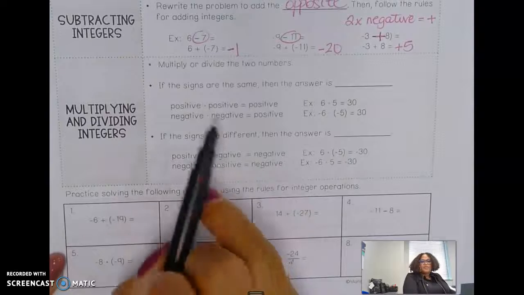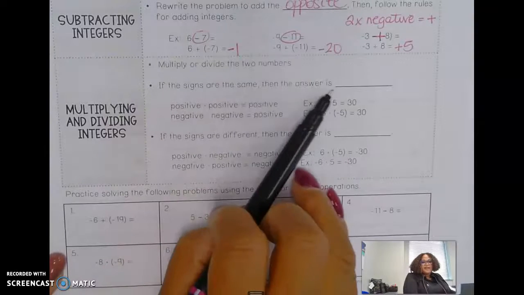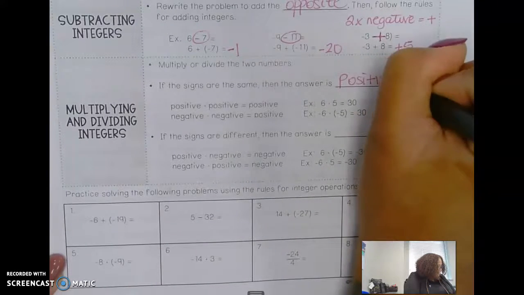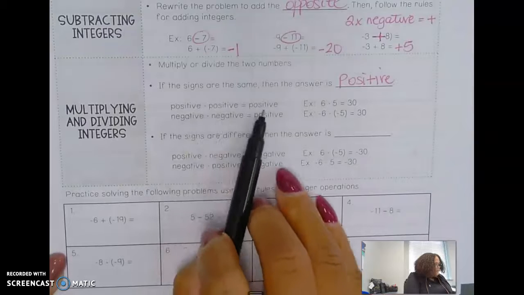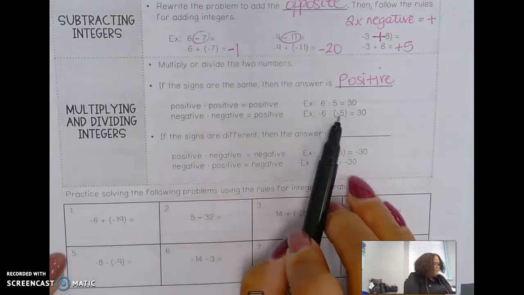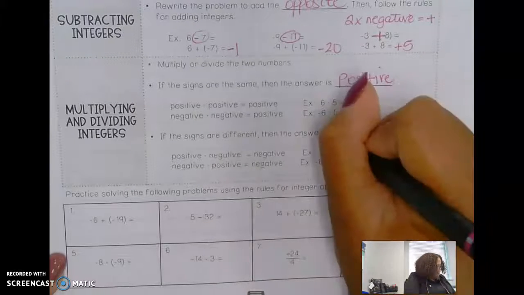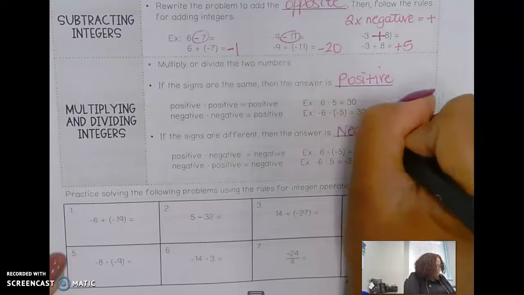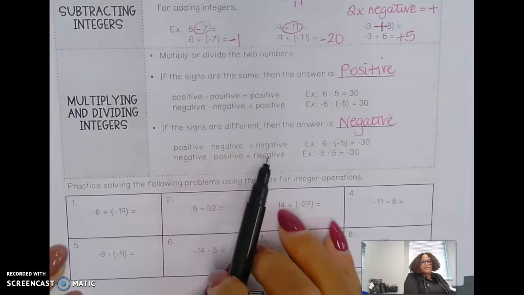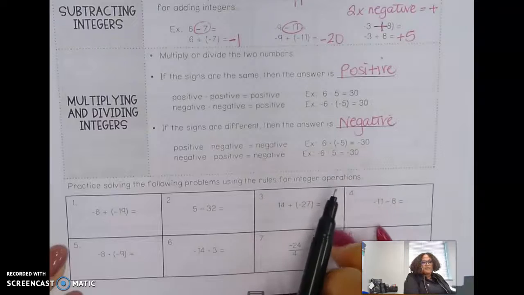Multiplying and dividing integers. When we multiply or divide two numbers, do it regularly. If the signs are the same, then the answer is positive. Positive times a positive is a positive. Negative times a negative is a positive. 6 times 5 is 30. Negative 6 times negative 5 is also 30. If the signs are different, then the answer is negative. A positive times a negative is a negative, and a negative times a positive is a negative. 6 times negative 5 is negative 30. Negative 6 times positive 5 is negative 30.